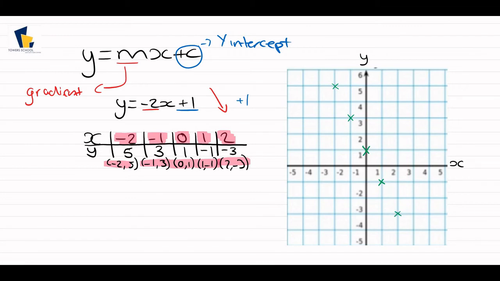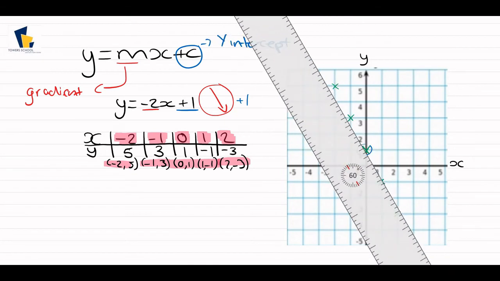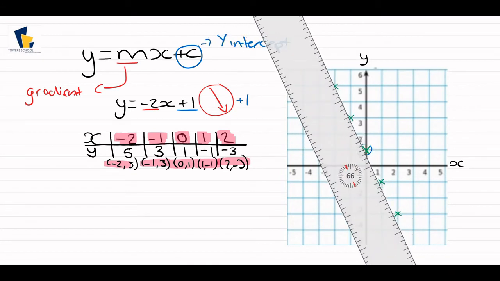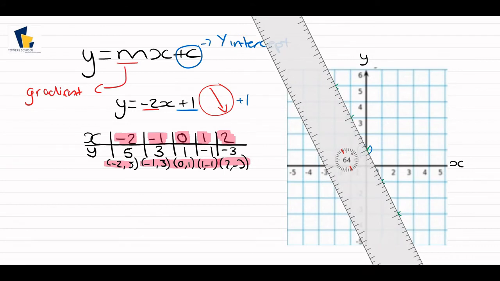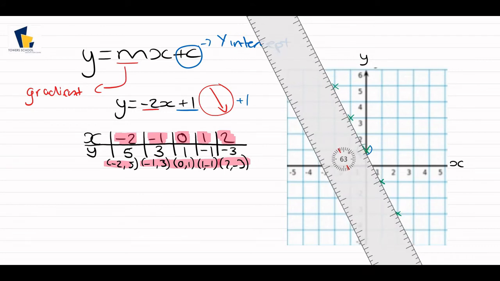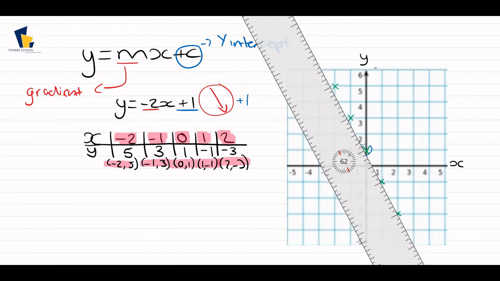You can see that, as we said earlier, it is going in a downwards direction, and you can see here that it's gone through the y-axis at +1. So all we're going to do is take our ruler, line the points up, and then draw a straight line through the points. Okay, if I can get the ruler in the right place. There we go.